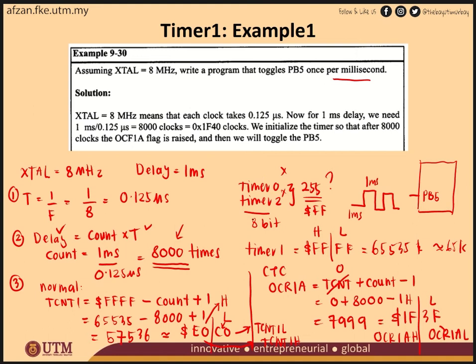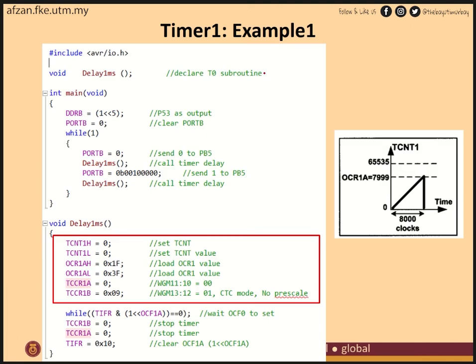Now we are going to do the programming, the whole programming to generate this square wave of 1 millisecond at PB5. So how to do that? Okay, so the first step here, what are you going to do? Again, as usual, we include this avr/io.h file. And then next, what you're going to do, void delay 1 millisecond.